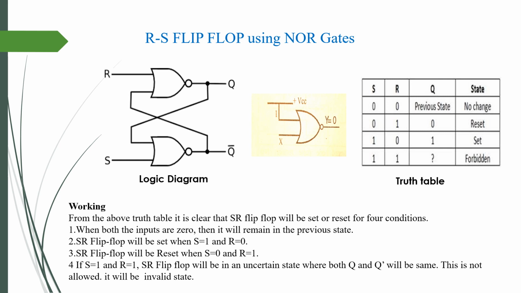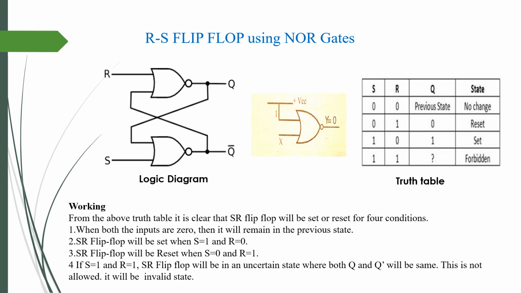When S is equal to 0 and R is equal to 1, then the upper NOR gate is disabled, which will produce Q is equal to 0. Now refer to the circuit diagram. The input to the lower NOR gate becomes Q is equal to 0 and S is equal to 0, which will produce Q bar is equal to 1. This condition is known as the reset condition.